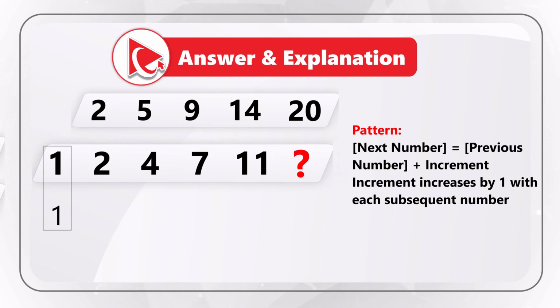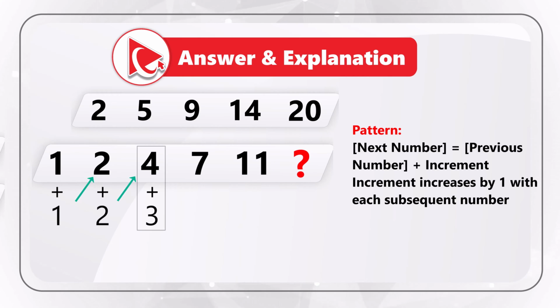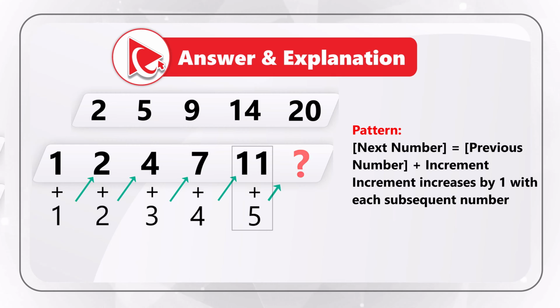1 plus 1 equals 2. Increment increases by 1, so 2 plus 2 equals 4. 4 plus 3 equals 7. 7 plus 4 equals 11. And last calculation, 11 plus 5 equals 16. So the correct answer here is choice A, 16.